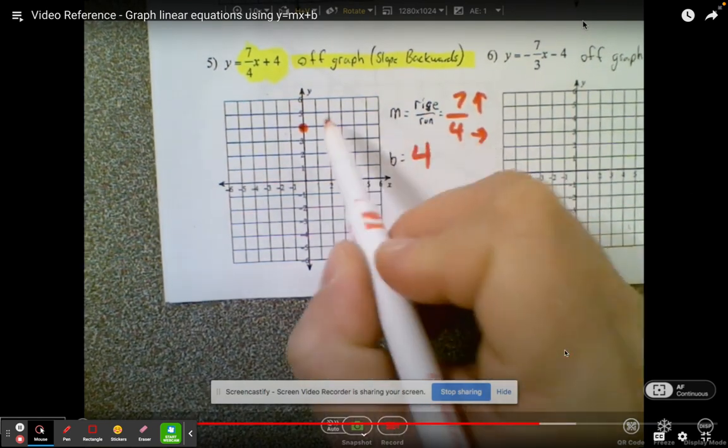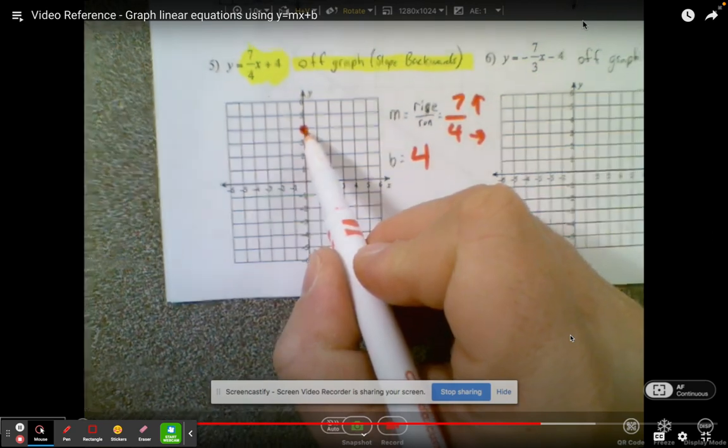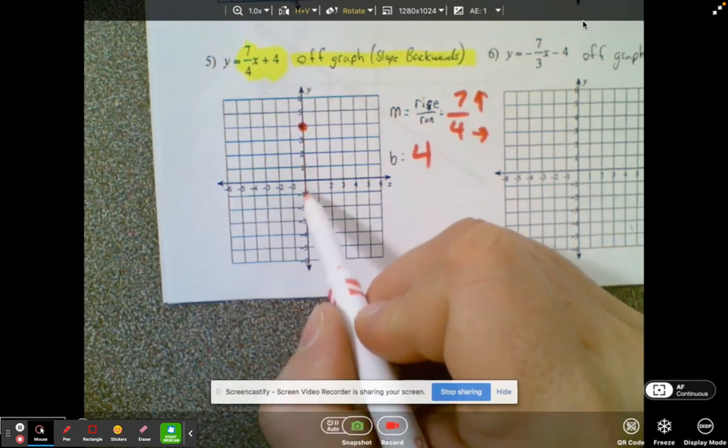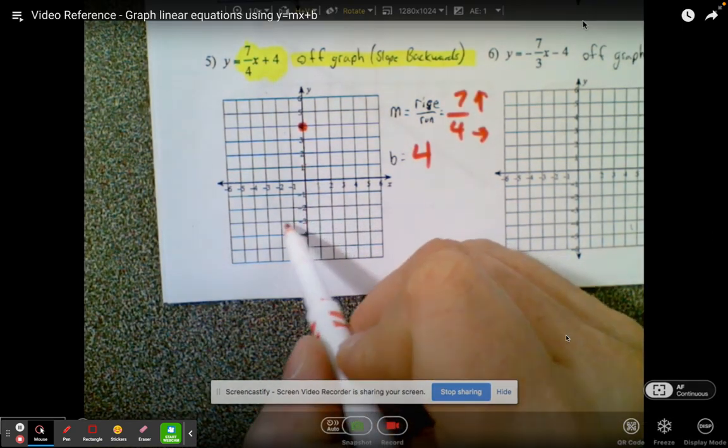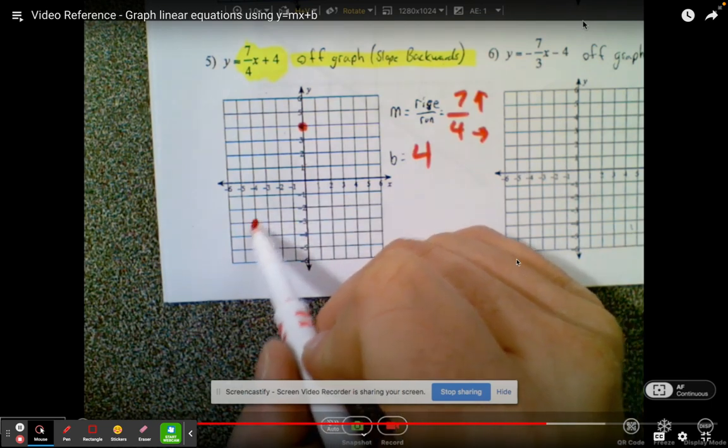So this is the only time. I know I just said earlier in the video, I always go to the right for my run. But if I'm trying to do this backwards, then I do go left. So here goes. I only go left if it's off the graph or I'm doing it backwards because I need to stay on the graph, or if I just need to get more pretty points. So yeah.